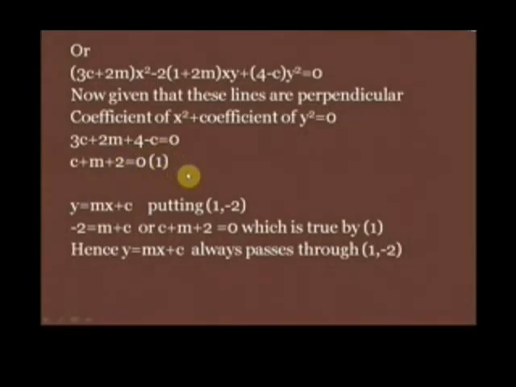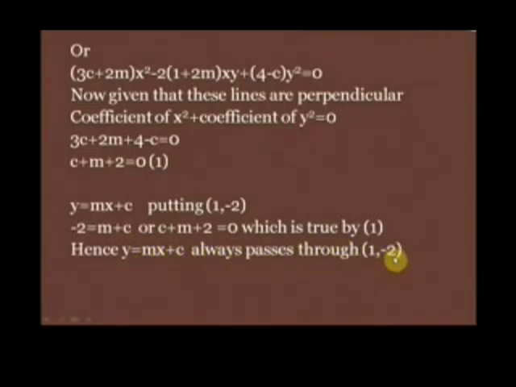Now we have the equation y = mx + c. I put the point (1, −2) over here. I get −2 = m + c, or c + m + 2 = 0, which is equation number 1. Thus I can clearly say that y = mx + c passes through the point (1, −2). Now (1, −2) is a fixed point, it is not a variable point. So y = mx + c always passes through the point (1, −2).